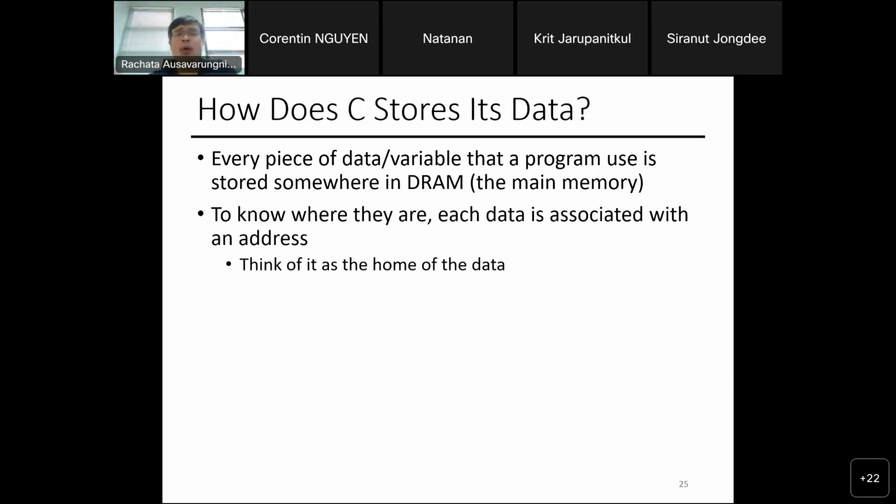Think of it as a home for your data. Think of it as everyone should have a home. No one should be homeless unless you have a really, really bad government, right? No one should be homeless. Well, assuming you know the situation with the economy and everything, if you run out of room, then some data will not have a home. But in C, our variables will have their own address.